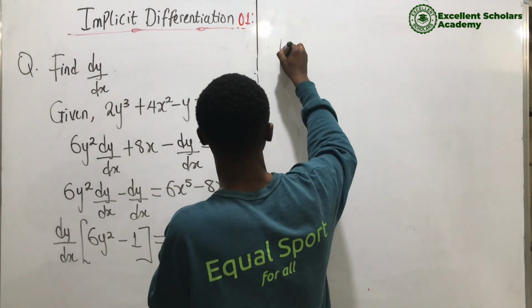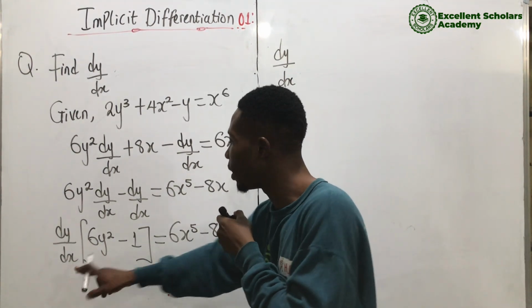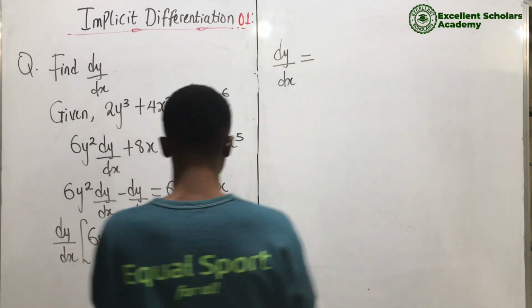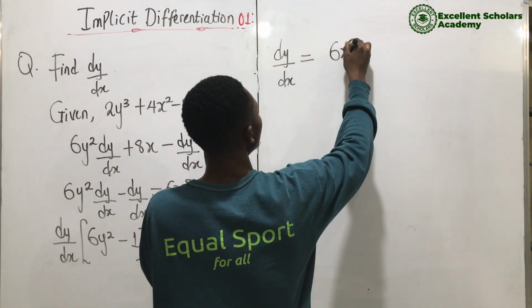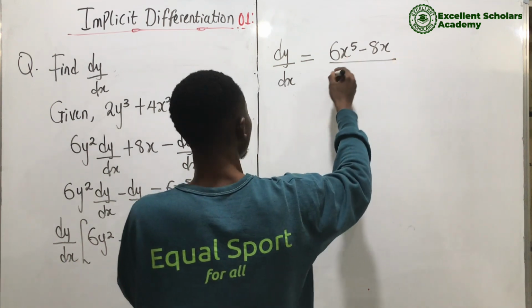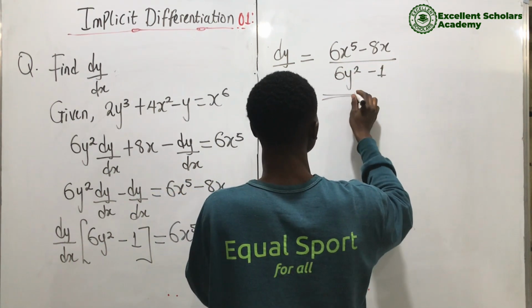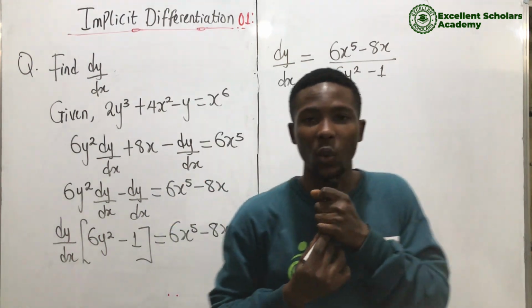So finally, by the time we divide both sides by this to find dy/dx, dy/dx is going to be equal to 6x to the power of 5 minus 8x over 6y squared minus 1. So this is going to be our dy/dx.